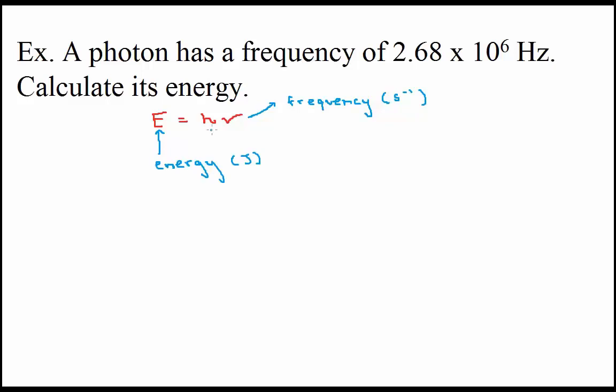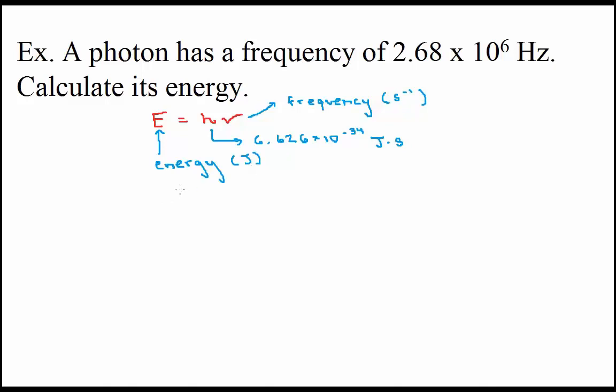So in order for us to get joules for the units for energy, the units for Planck's constant must be joules times seconds. And Planck's constant is 6.626 times 10 to the -34th. The units are joules times seconds, because then if you multiply joules times seconds by 1/seconds, the seconds will cancel and you end up with just joules.